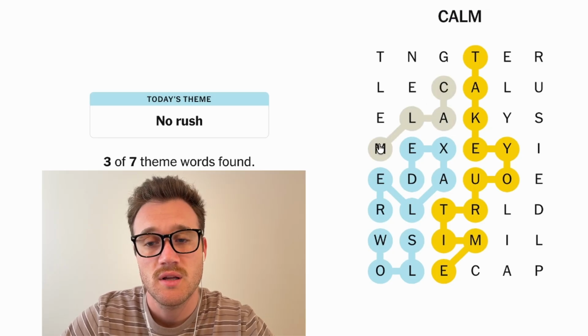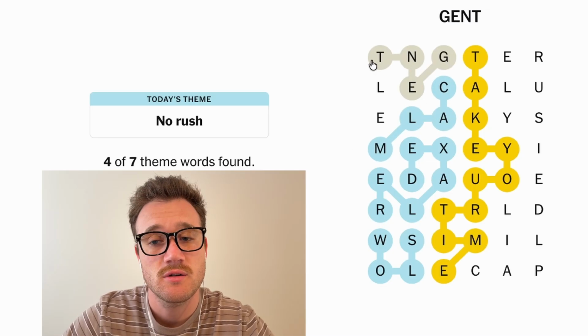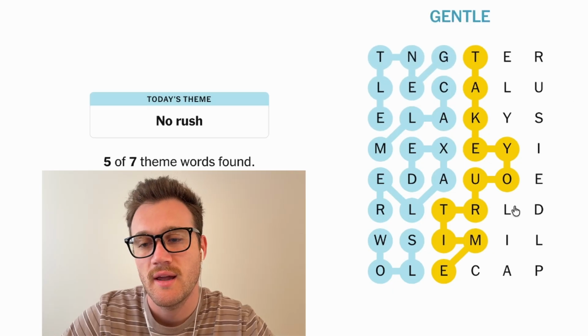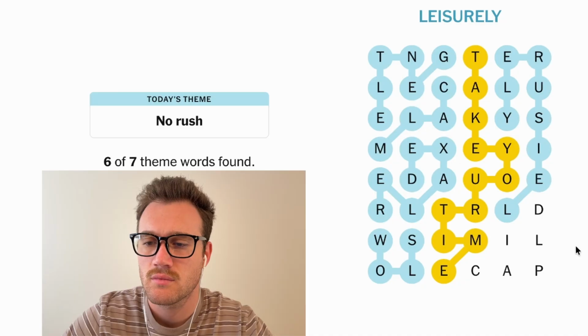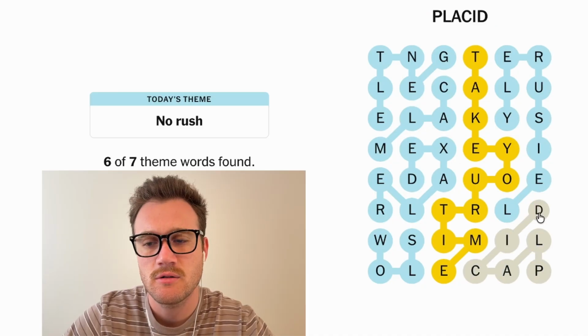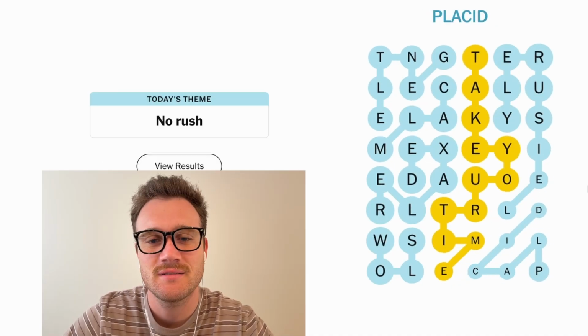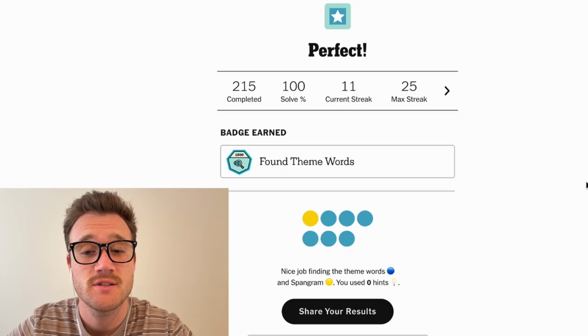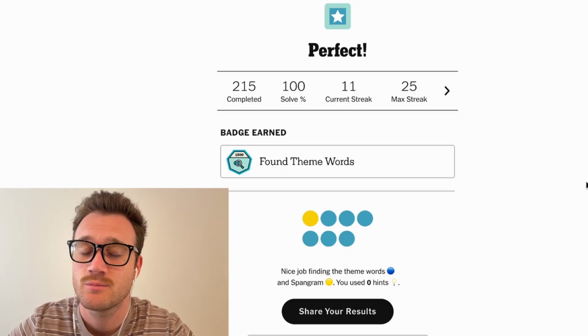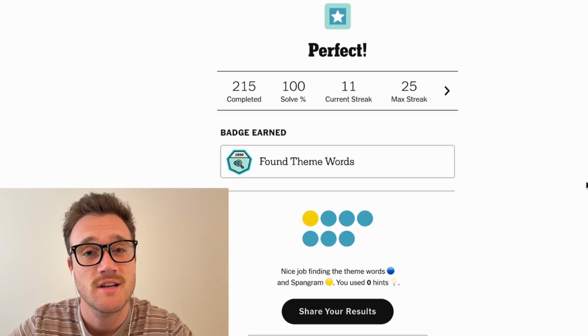And calm here. Gentle. And leisurely here. And placid to wrap it up. Nicely done. Perfect. All right, perfect on the strands today. Found the hidden theme first. Always cool to do that. Current streak at 11. Keep it rolling here. And a new badge, 1,500 found theme words. Pretty cool. Did you find take your time today?